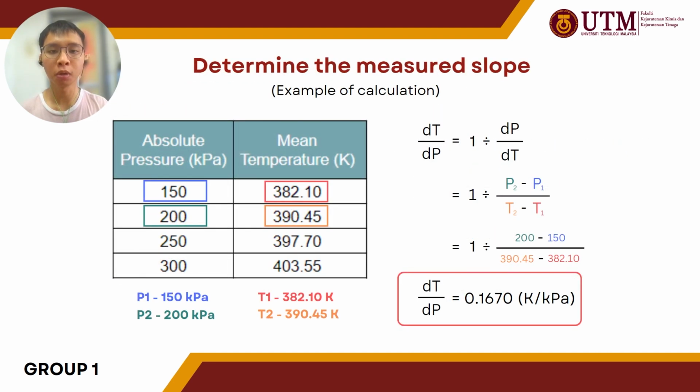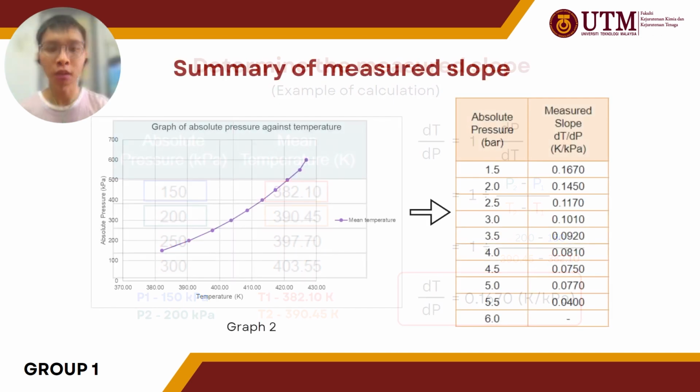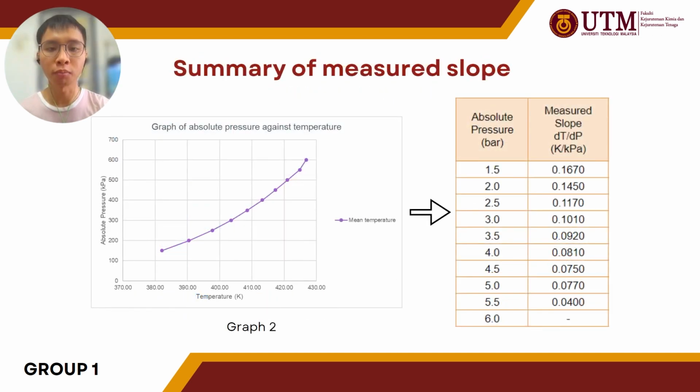Here is a simple example on how to determine the measured slope. We take two rows of data. The second row will minus the first row data to get our dP and dT. You may pause the video to look through the steps. This section shows the summary of measured slope. From graph 2, it yields the data as shown at right side. Once again, you may pause the video to look through the data.